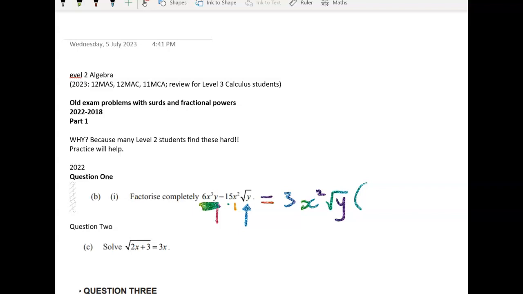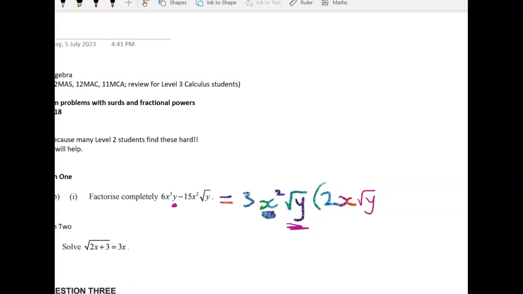So 3 what's give me 6? 3 2's will give me 6. I want to end up with x cubed, but I've got x squared, so I need to times by another x. Now looking at the y, we've taken out a highest common factor of the square root of y, so we need to times it by another square root of y in here. Now we move on to the next term. So 3 what's will give me 15? 3 5's will give me 15. Look at the x squared. I've already got x squared, so that's matching up already. And I've already got root y here. So I don't need anything else.